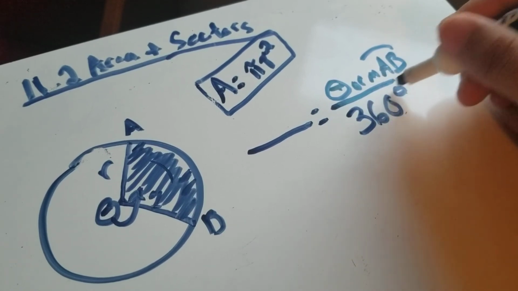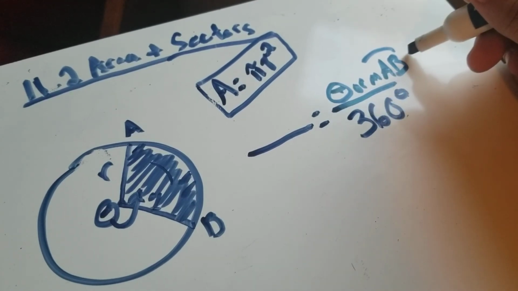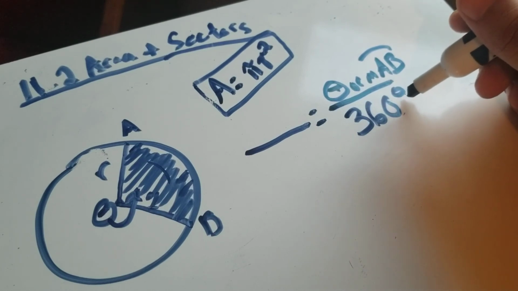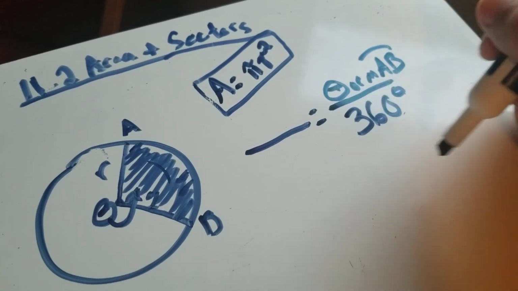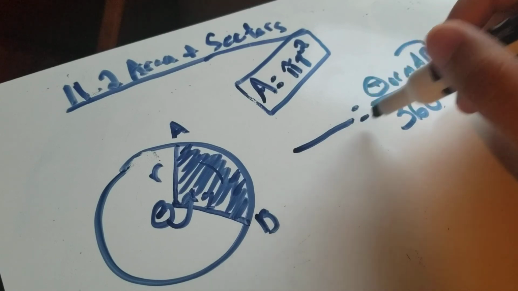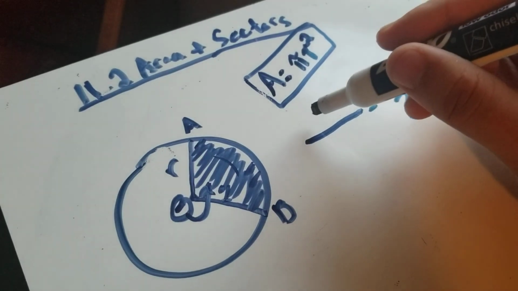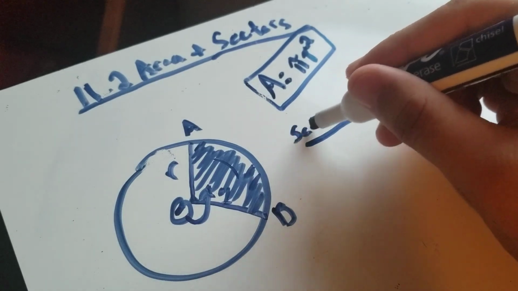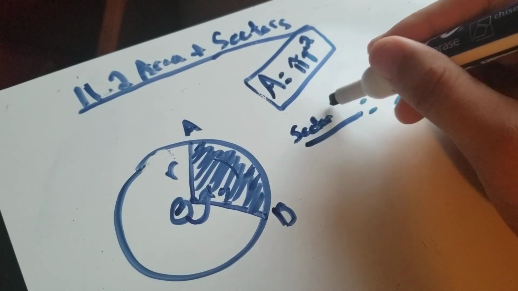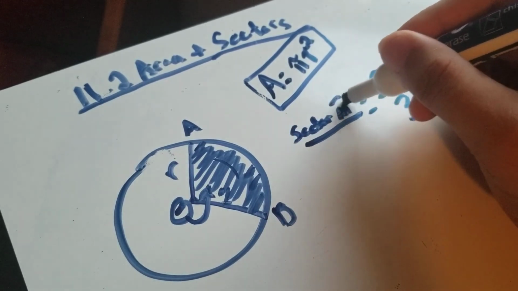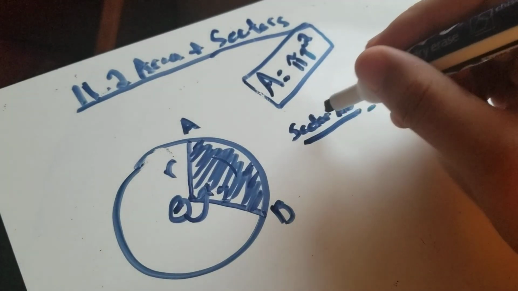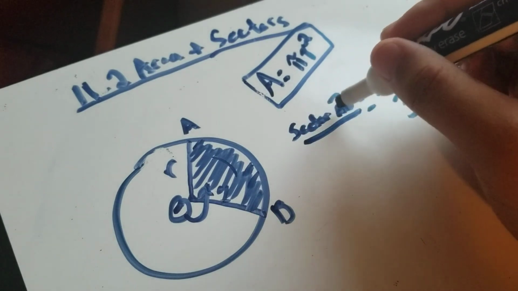360 degrees. So this is part of the circle: how much of the opening, over how big an opening is a total circle, which is 360, is going to equal part of this sector right here. So we're going to say sector of arc AB.